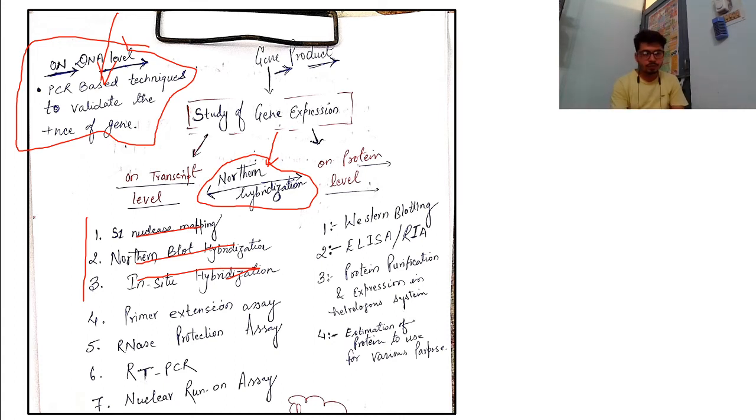Okay, so primer extension and site directed mutagenesis, which I have not mentioned here, but site directed mutagenesis is really a very important technique of transcript DNA level techniques. Okay, so RNase protection assay, RT-PCR, and nuclear run on assay, all these techniques basically depend on the transcript level. Now coming to the protein, Western blotting is the best tool to know about proteins.